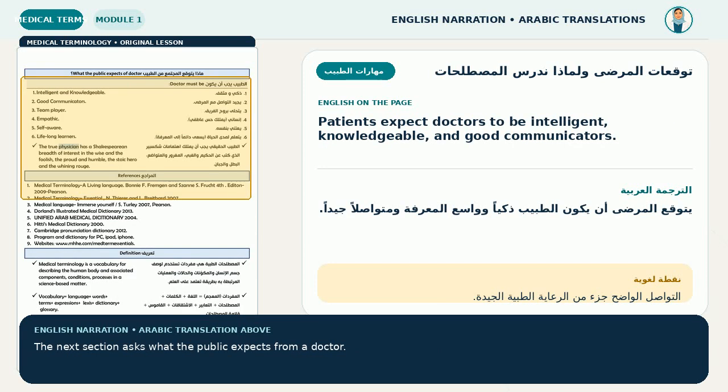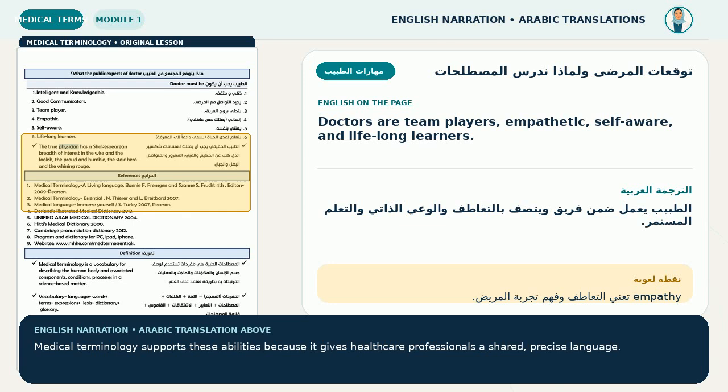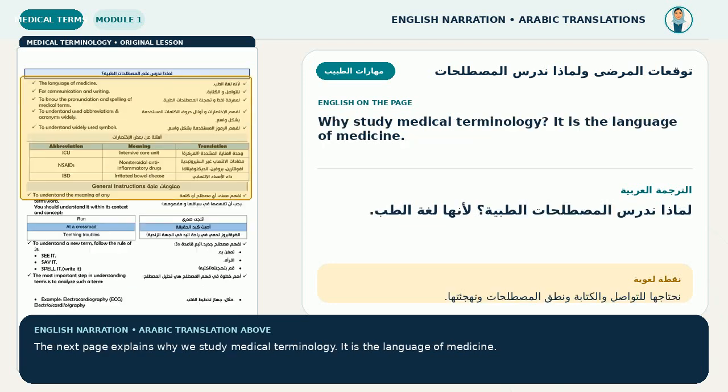The next section asks what the public expects from a doctor. Patients expect doctors to be intelligent and knowledgeable. They expect good communicators who can listen and explain. They expect team players who work respectfully with other healthcare professionals. They expect empathy, which means understanding another person's feelings and experience. They also value self-awareness and lifelong learning. Medical terminology supports these abilities because it gives healthcare professionals a shared, precise language.